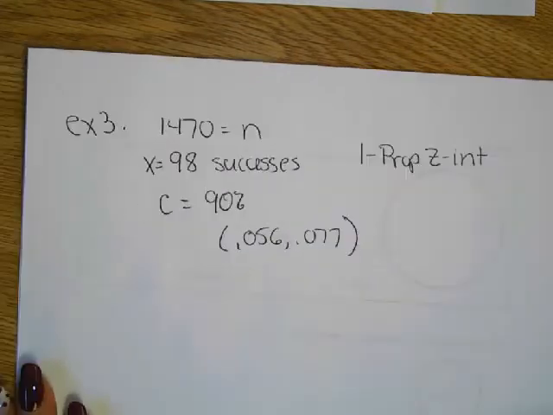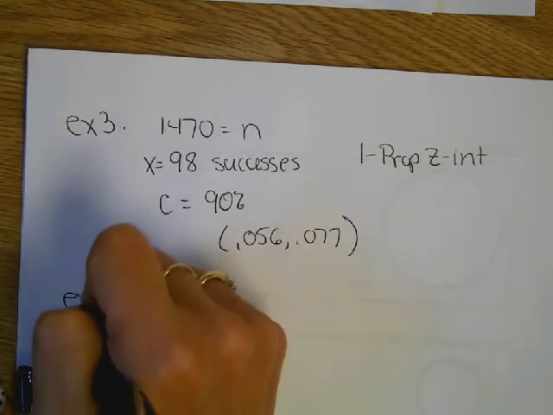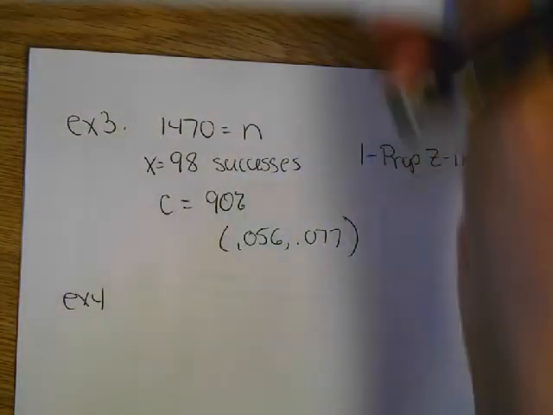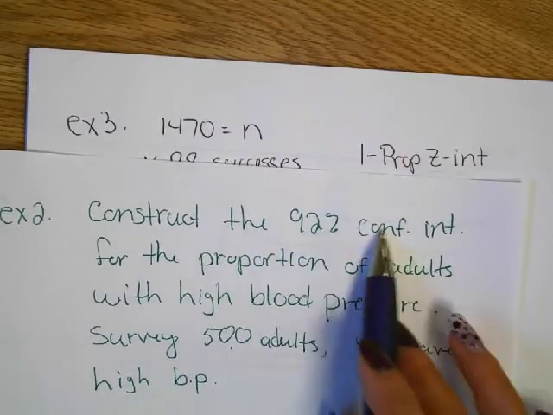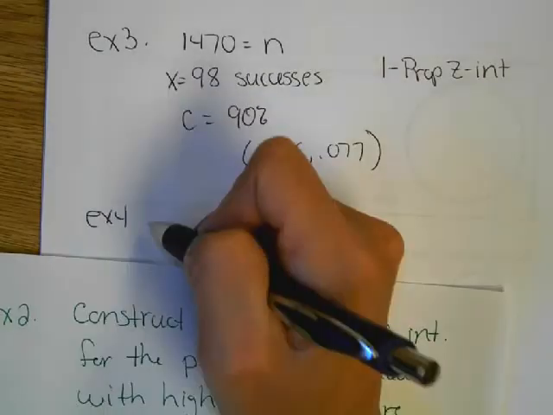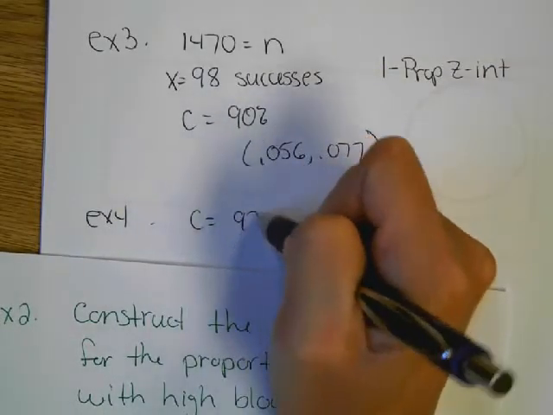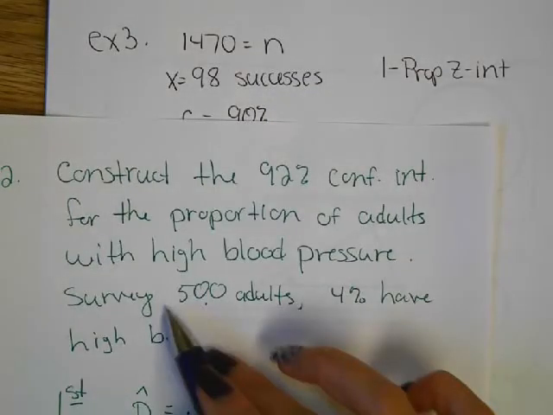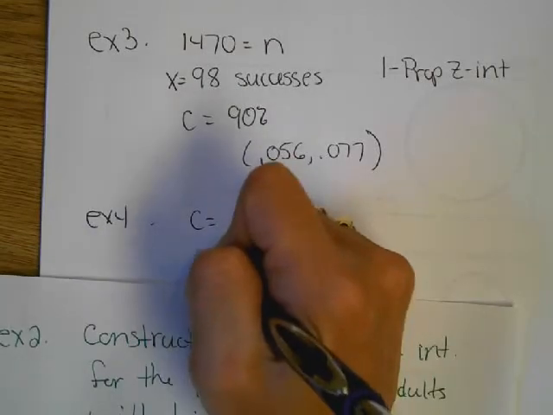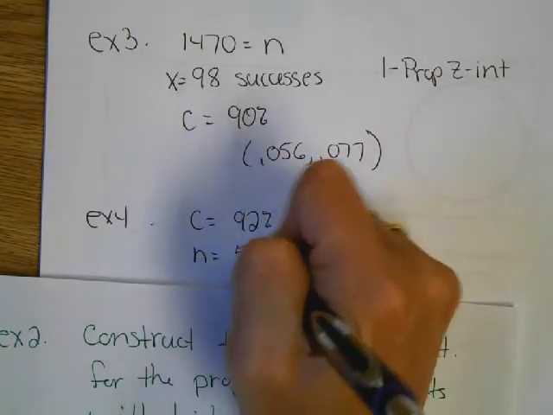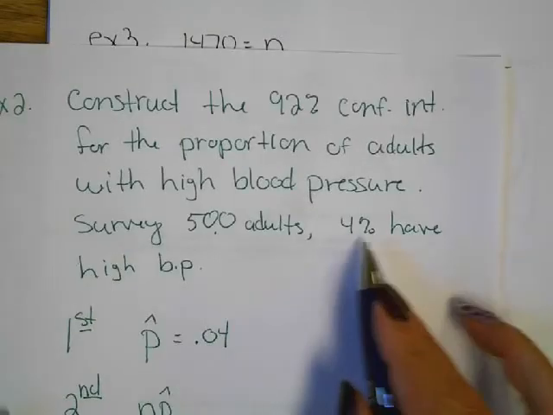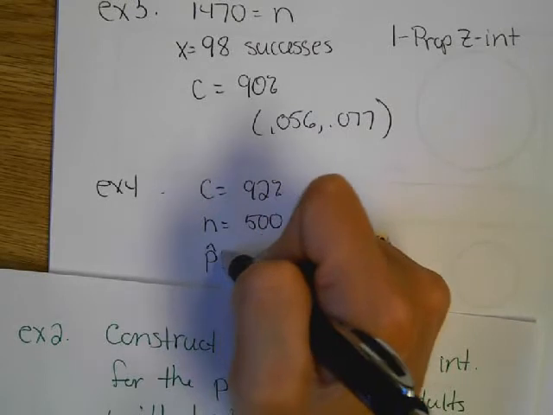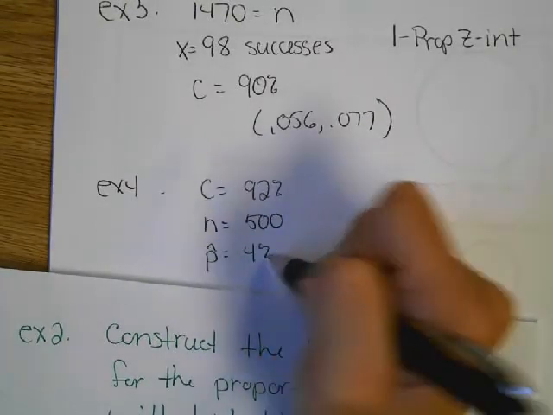Okay, and I do want to do one more of these, just to show you one little thing. The next one we did we were constructing a 92% confidence interval. So I'll write 92%. For the proportion of adults with high blood pressure, we surveyed 500. So sample size is 500. And it says 4% have high blood pressure. So our p hat is 4%.